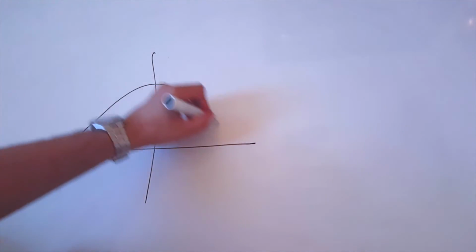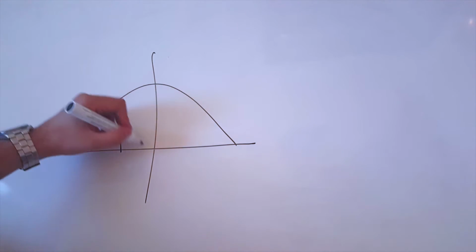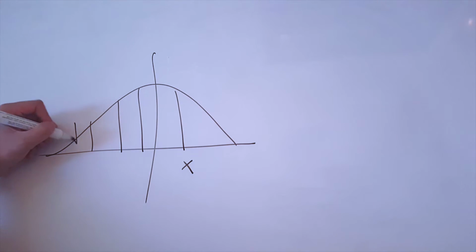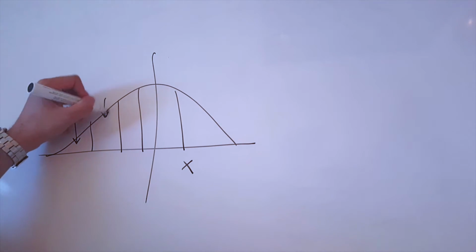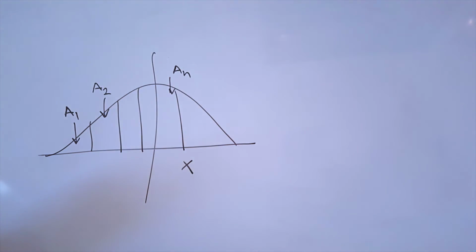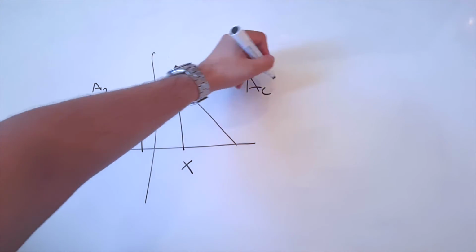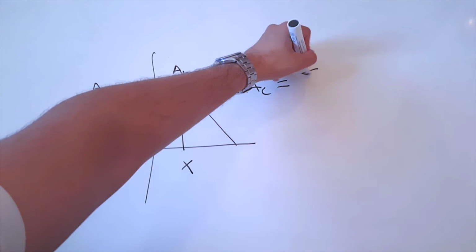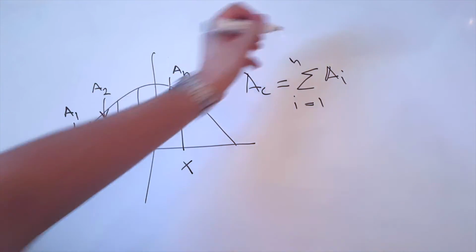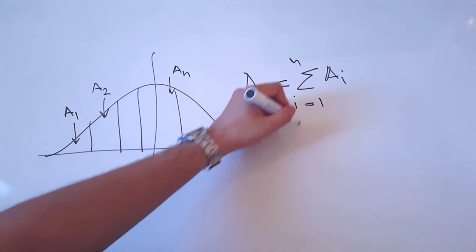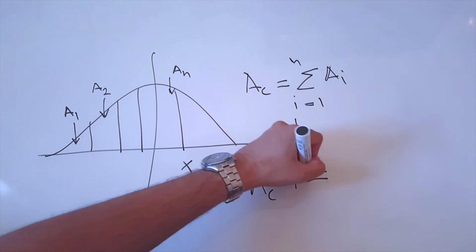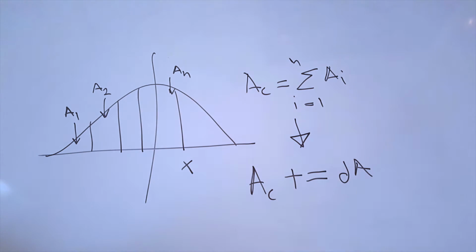So now we know how to find the area for one strip. We realize to find the area under our graph, we just have many strips up to our x value. We'll call that capital X. So we have the area for the first strip plus the second strip all the way up until the nth strip. So what we can say is that the cumulative area is the sum of all of the areas for all of those individual strips. And in computing, we can say that the cumulative area is incremented by the change in area. So that's written as AC plus equals dA.